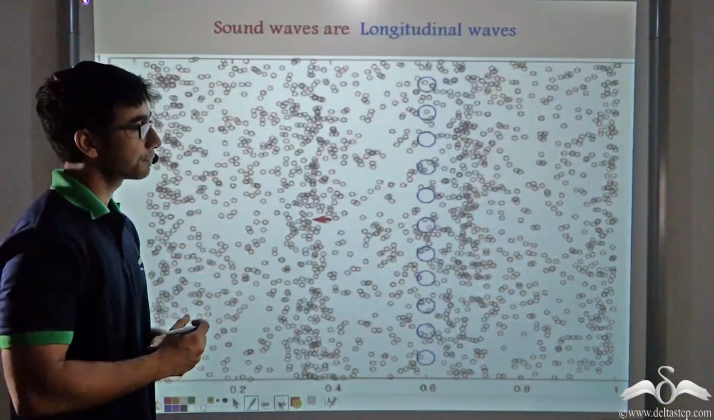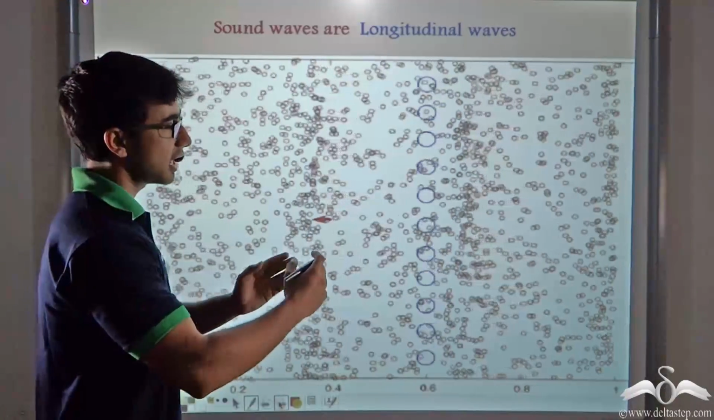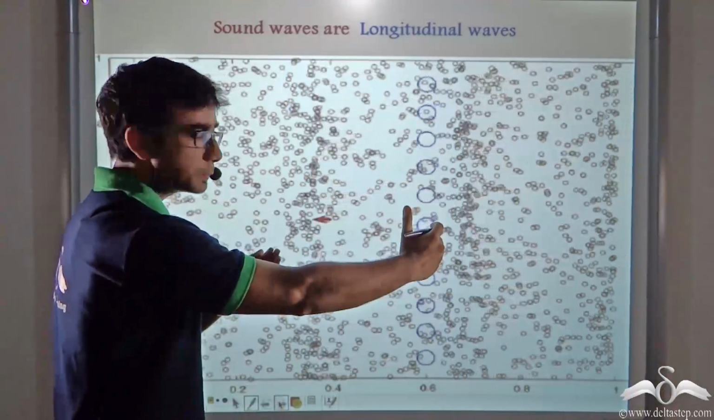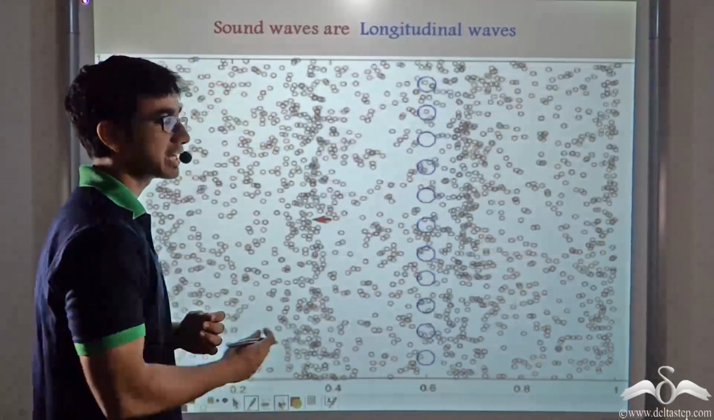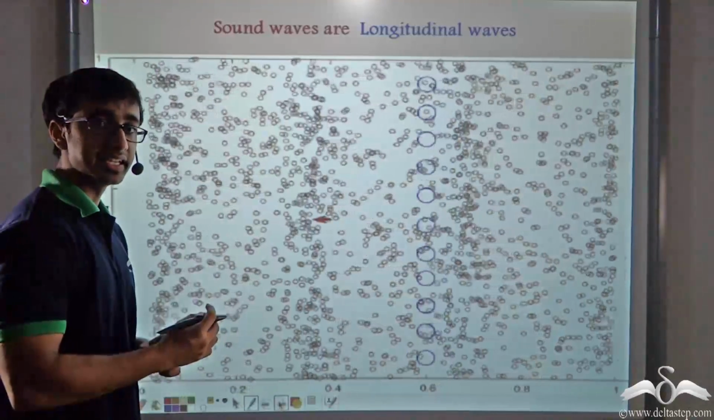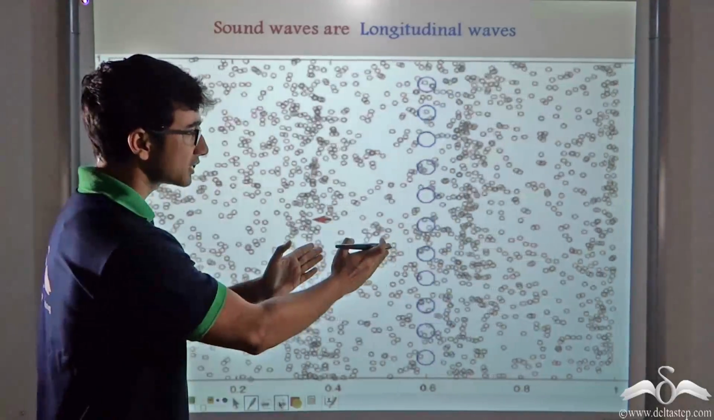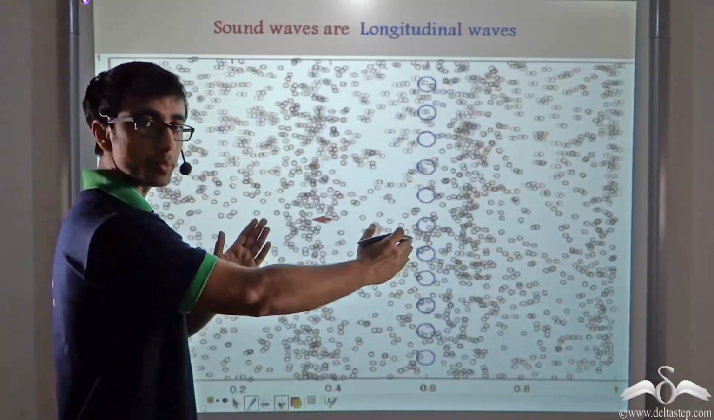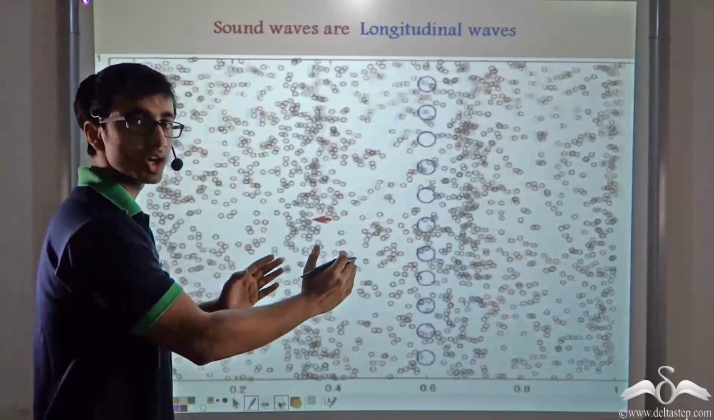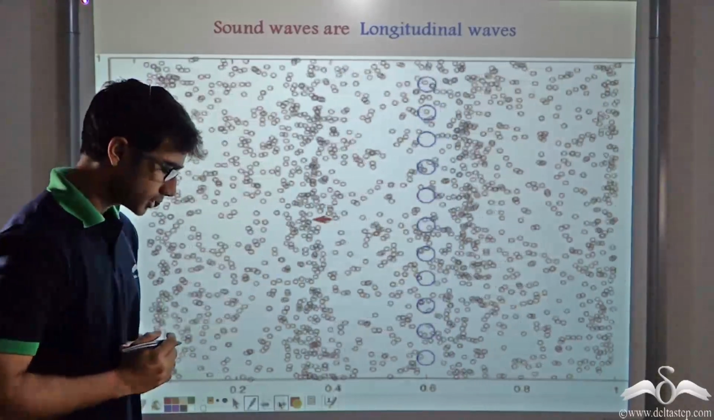What does this indicate? When the medium particles are going far apart from one another, the blue circles are becoming lighter. This indicates rarefaction. A rarefaction is when the medium particles are going far apart from one another and forming a region of low density.